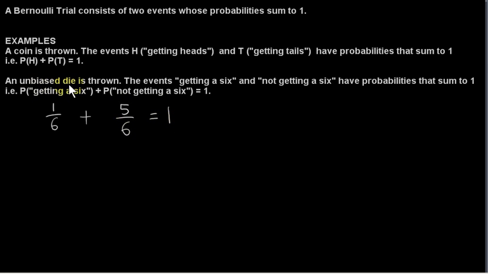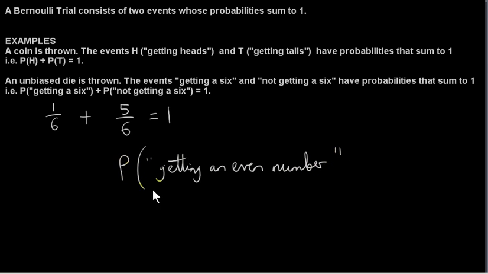For the case of throwing an unbiased die, there are many events that we could consider. We could consider the event getting an even number. And we know that the probability of this event is a half. It's 3/6. There are 3 even numbers.